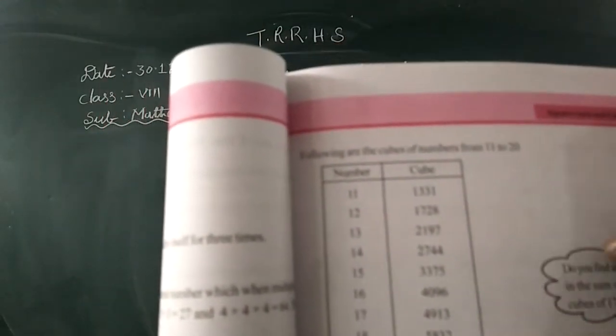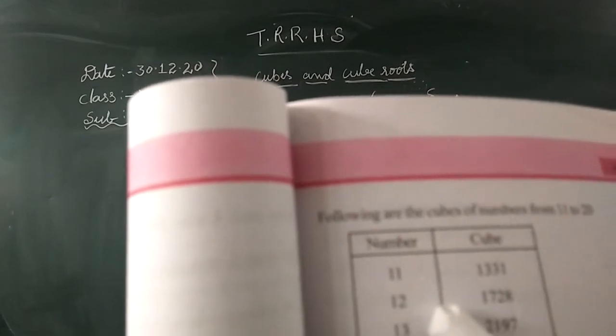Following are the cube numbers from 11 to 20. So 11 cube is 1331. 12 cube, already we did in square roots: 11 square is 121, 12 square is 144. In the same way, 11 cube is 1331, 12 cube is 1728. All this you have to learn by heart. So if I ask 11 square, you have to be ready to say 121. 11 cube is 1331. In this way you have to find out all this.